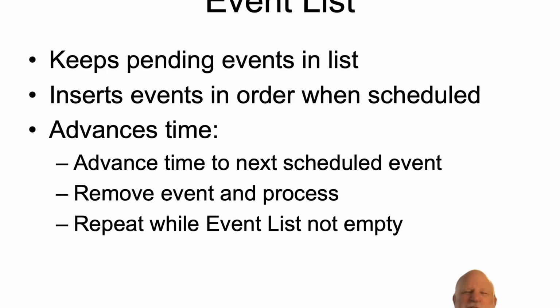Mostly I'll be using the term event list, but future event list is another one that you'll get. So the idea is that these events, and in the implementation, you can think of these events as being objects. The events keep the pending events in a list, actually in a sorted set in the implementation. And what it does is it inserts the events in order when it's scheduled. The order is the order that they are scheduled to occur.